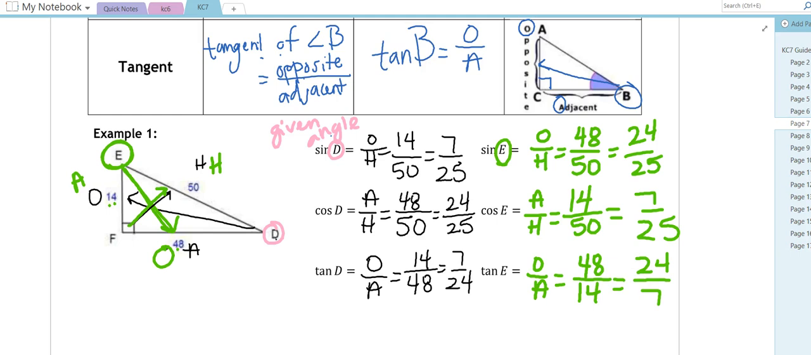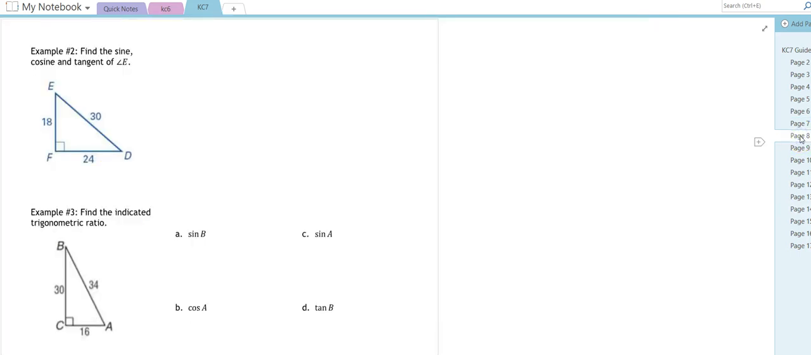All right, so looking at our next couple of examples, flipping it over, that brings me to example number 2. It tells me to find the sine, cosine, and tangent of angle E. Again, before I even set anything up, I'm going to go ahead and label my triangle. From angle E, I know that opposite of angle E is 24, so that's my O. My hypotenuse is across from the 90-degree angle, so that's my hypotenuse, which leaves my adjacent side to be the other side next to it, other than the hypotenuse, and that's 18.